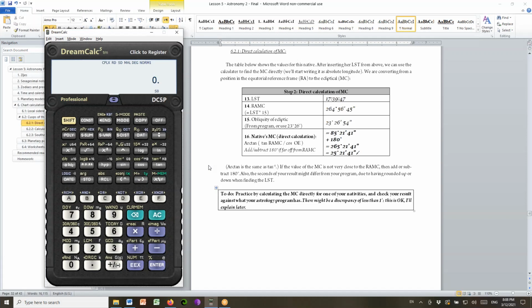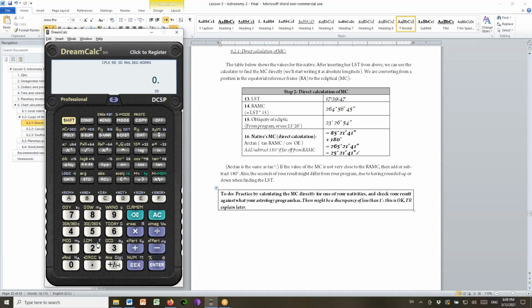That is, we're going to take equatorial coordinates and we're going to convert it into the zodiac. So we'll convert from a degree on the equator, which is on the meridian, onto the zodiac, and that gives us the midheaven. So here we have the example that is in your lesson, where we already found that the local sidereal time of this native is 17:39:47. And we're going to use the DreamCalc calculator to make these calculations.